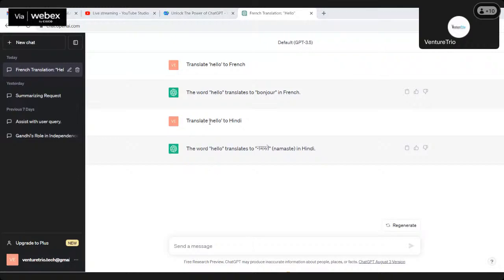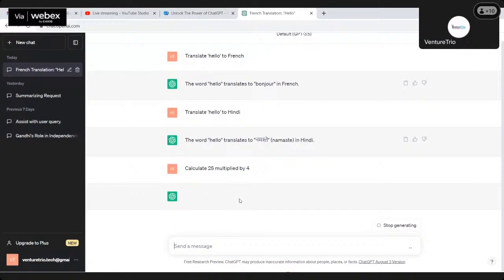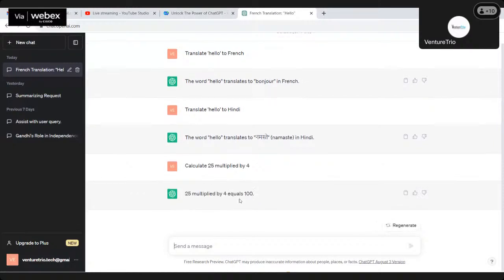The second one is a math problem. How will it calculate a math problem? Let's try a simple one. Calculate 25 multiplied by 4. It gives the answer. You can write complex problems also by using prompt engineering. You have to give the question in a specific way using a prompt. Then it will solve complex problems like matrix, vectors, algebra, statistical tests, and any math reasoning problem.